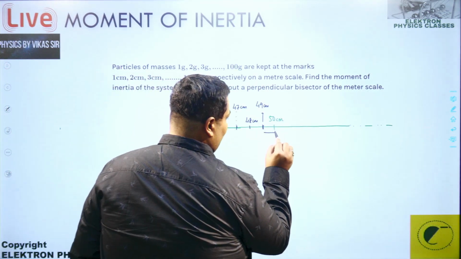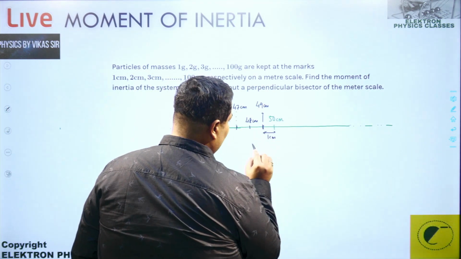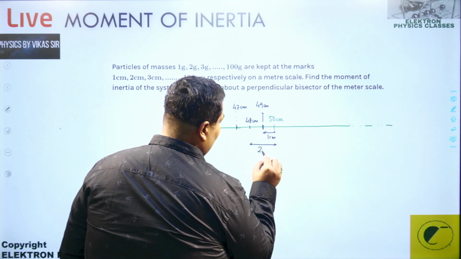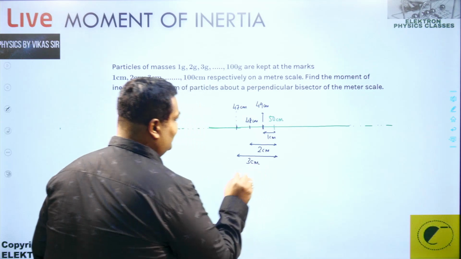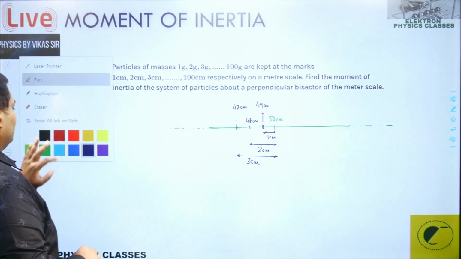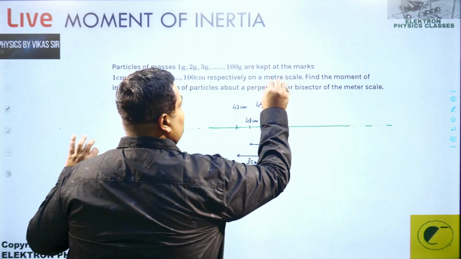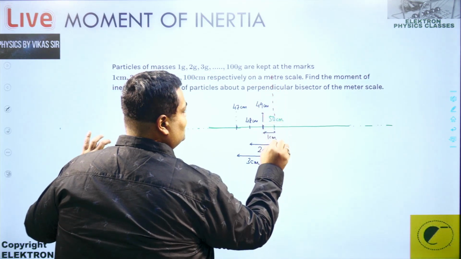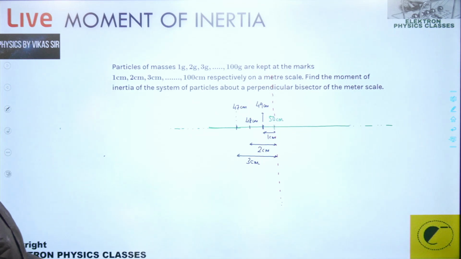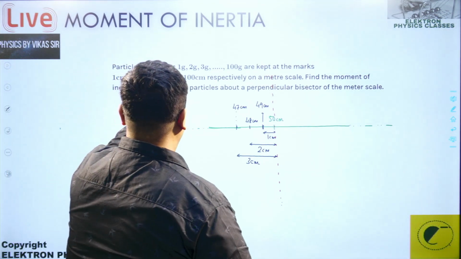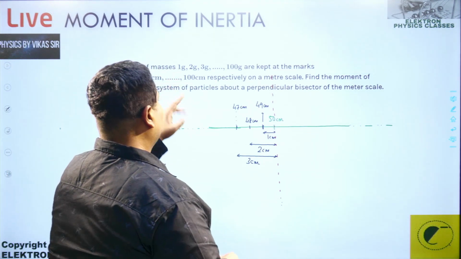So this distance will be how much? 1 centimeter. This will be 2 centimeter. This will be 3 centimeter, because the axis is passing through the 50 centimeter mark. So that's the axis. The axis is passing through this. Cool? Correct. And how much? 1 gram we have 1 centimeter, 2 gram at 2 centimeter.